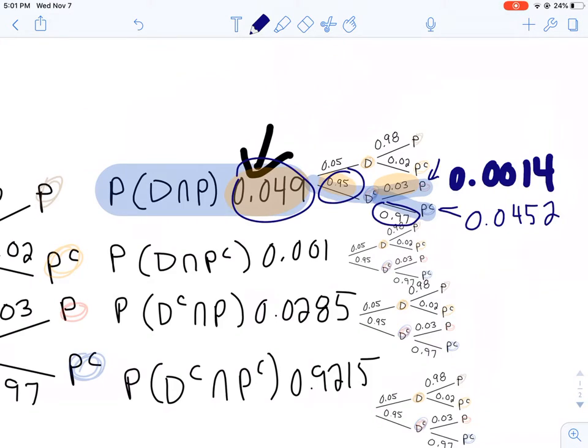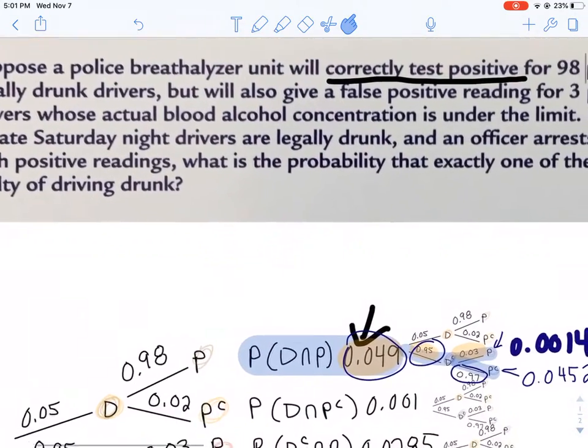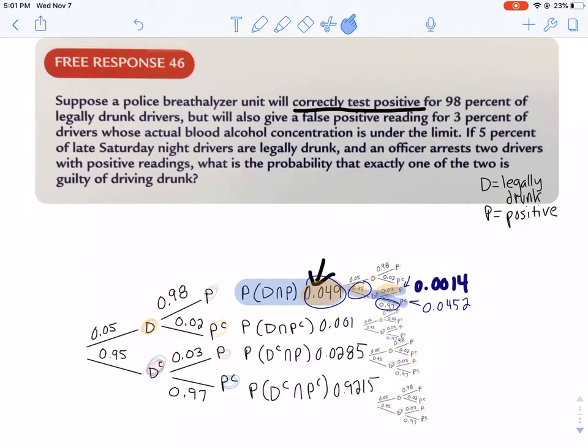All right, so this represents one person getting pulled over and tests positive, and another person is not going to be drunk, so they're not going to be testing positive. So again, I'm only concerned about the people who are testing positive after that one person has been pulled over and I've correctly found him guilty. If you look at the problem here, it says, what is the probability that exactly one of the two is guilty of driving drunk?